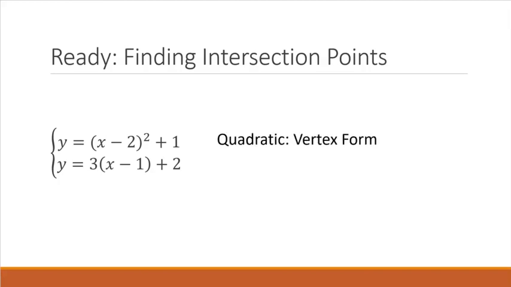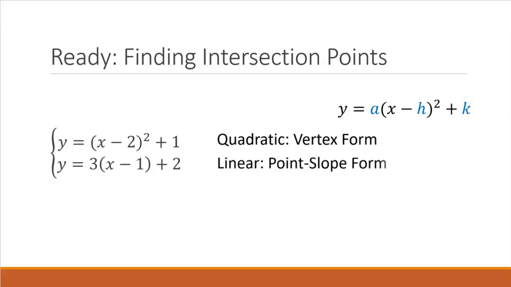It has been given to you in vertex form. Vertex form is helpful for graphing because we can see the translations from the parent function as well as the a value that tells us about a vertical stretch or compression. The second function is given to us as a linear function in point-slope form. Point-slope form is easy to graph by hand because we are given a starting point, x1, y1, and the slope, which is m.